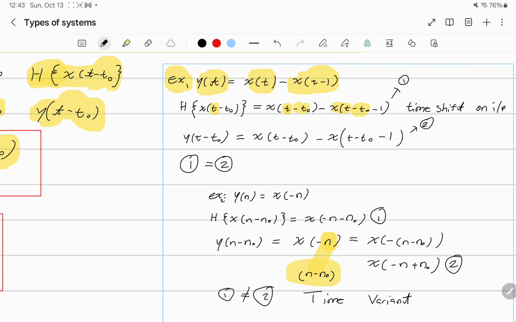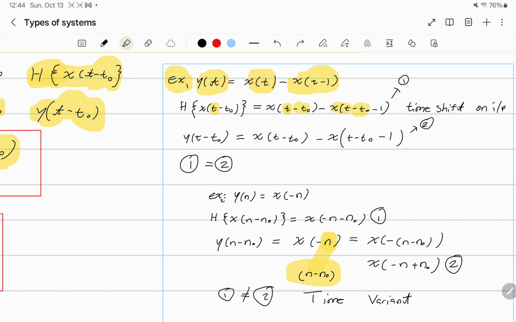And it doesn't just have to be x of t. If, let's say, there was a plus t in the equation, I'd still add a minus t naught to it. So that's how the time shift on the input works.